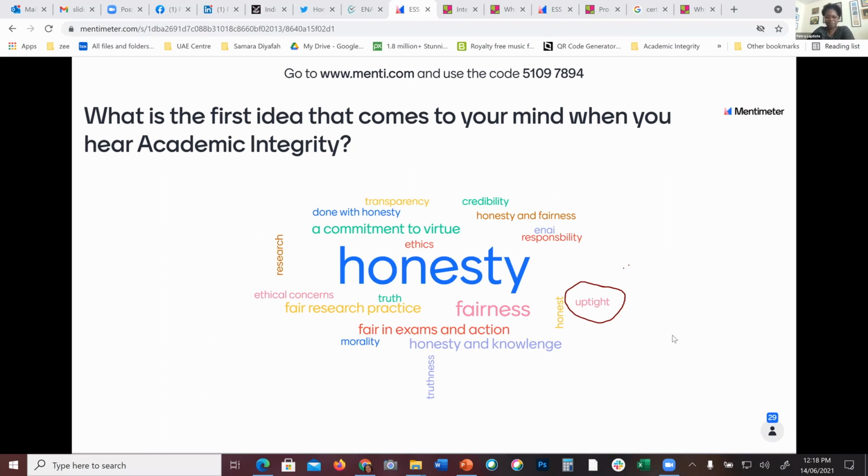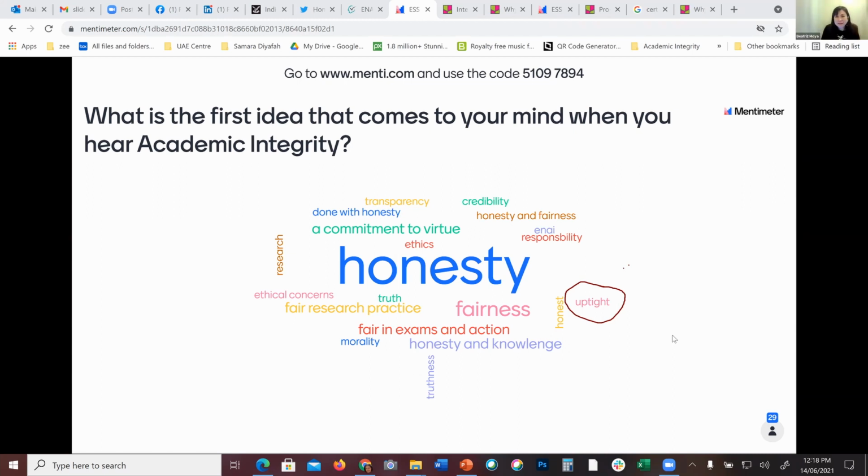Interesting. Amy also wrote in the chat that she wrote responsibility, meaning being responsible in the production of research, which of course is very important, and we will talk about it today. How do we conduct our research? How do we present our data? How do we deal with our participants and research material? Of course. Who else would like to share?